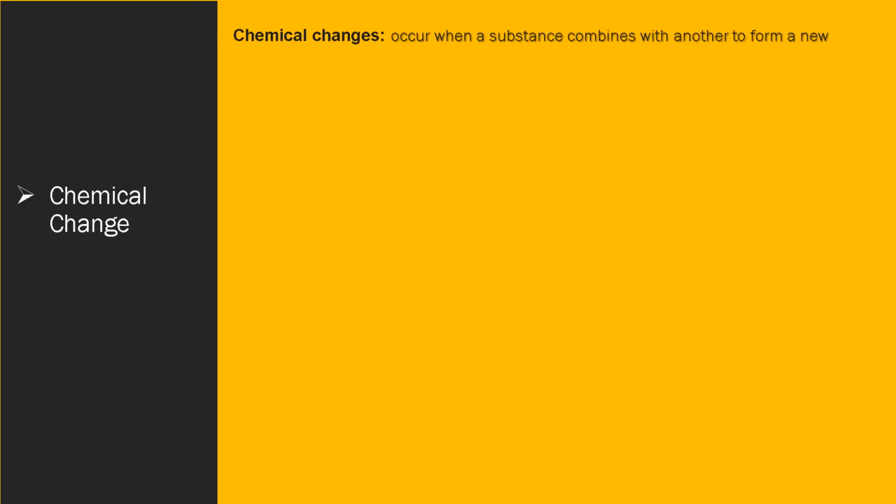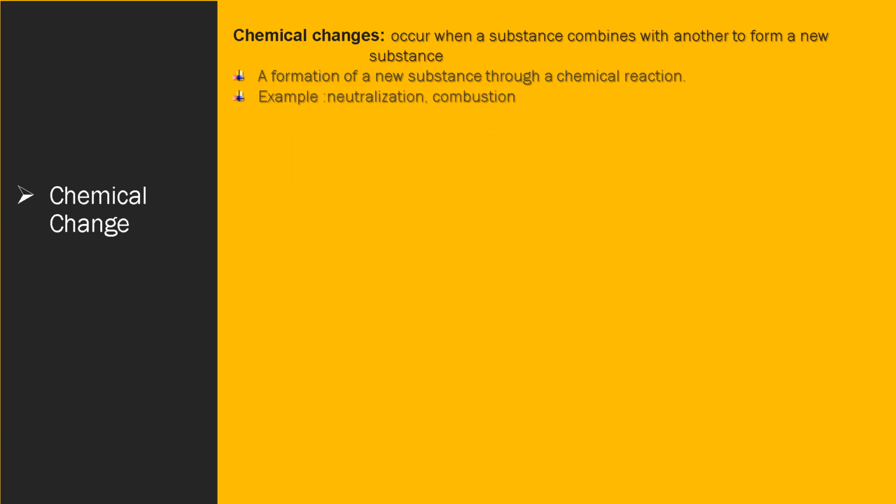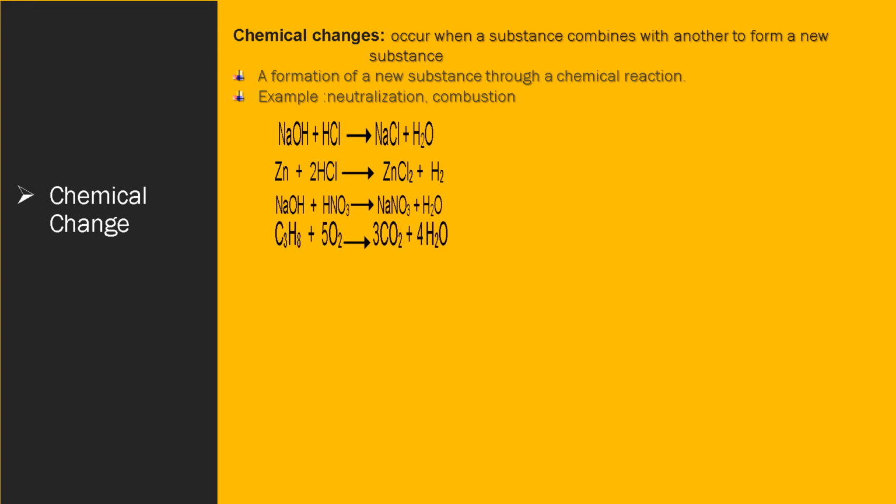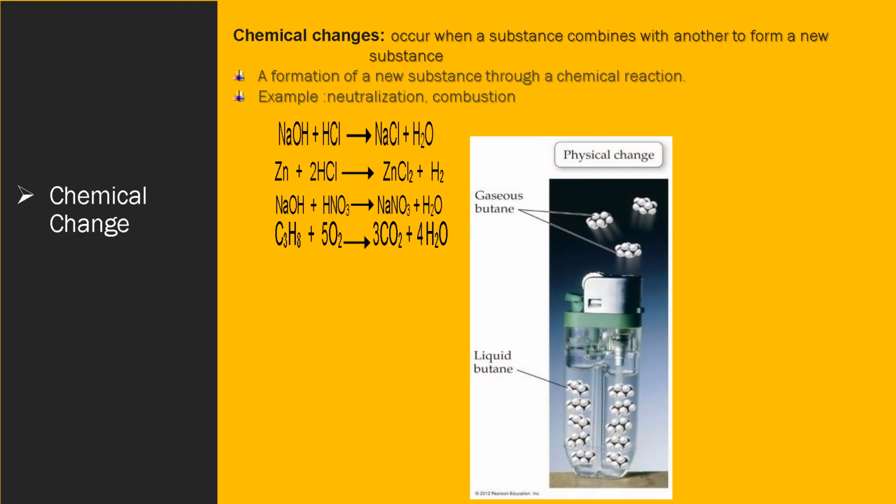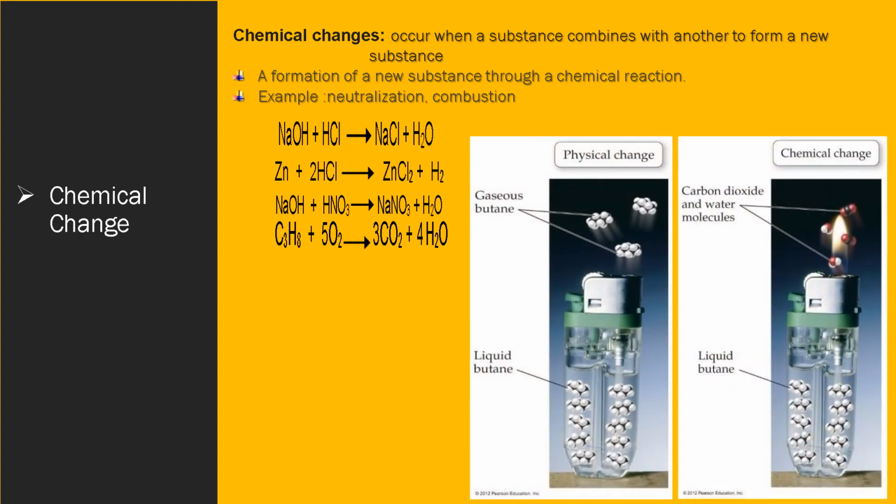Let us look deeper at chemical change. A chemical change occurs when a substance combines with another to form a new substance. It is the formation of a new substance through a chemical reaction. Examples of chemical changes are neutralization and combustion. These are a few examples of the chemical formula for neutralization and combustion. And now let us see the comparison of physical change and chemical change.